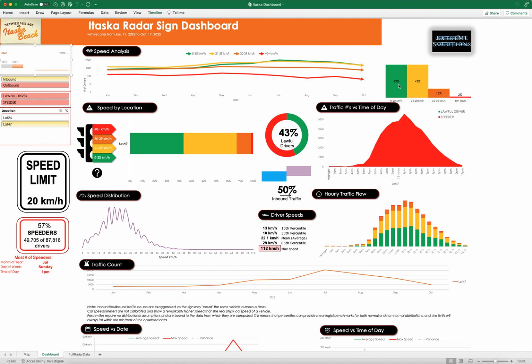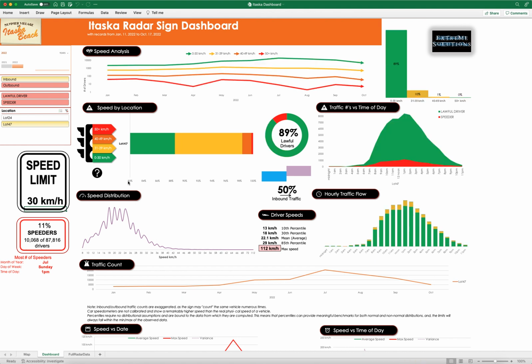Interesting enough, we can also do an experiment and say, well, what does that look like if we raise the speed limit? What if we raise it to 30 kilometers an hour? We'll wait a moment for the calculation to take effect. Now we have 89% lawful drivers, and we have nice gaps on our lines, and we see more people are following the speed limit than are speeding. So it gives you an indication of what it would be like. Do you have a speeding problem, or is the speed limit just something that people aren't following?